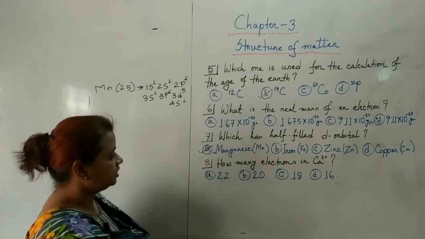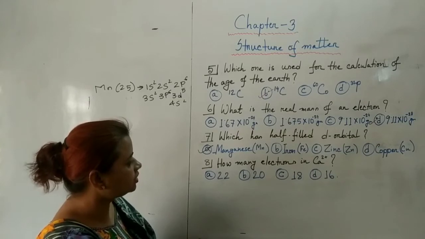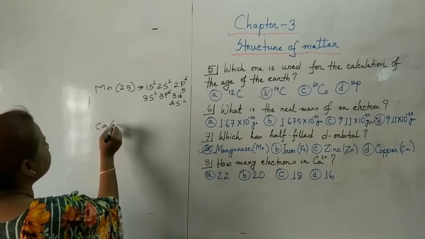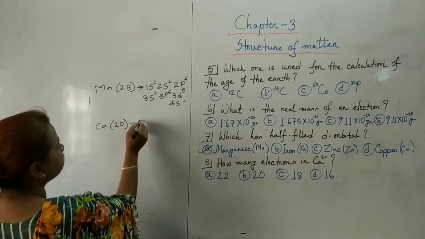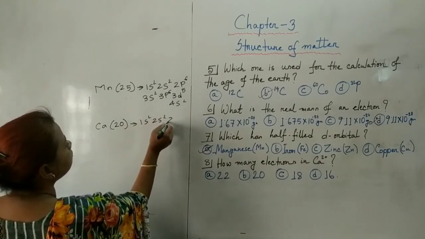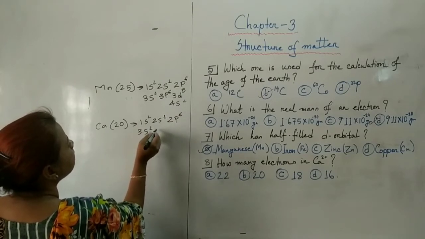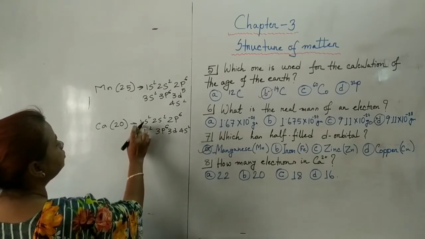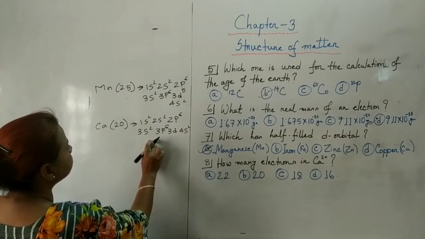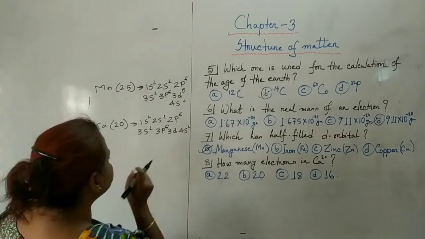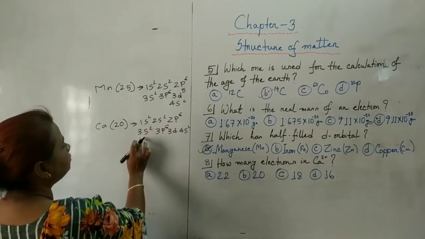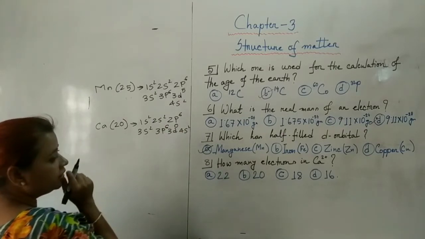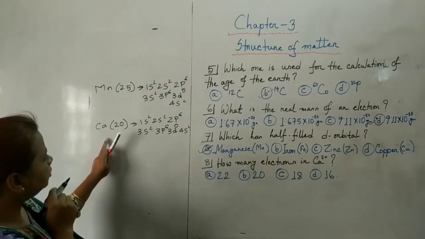Question number 8. How many electrons are in calcium plus 2 ion? You know that the atomic number of calcium is 20. The electron configuration is 1s2, 2s2, 2p6, 3s2, 3p6, 3d, 4s2. At first, count: 2, 4, 10, 12, 18, 20. Therefore, d orbital will remain vacant. In this case, it is the configuration of calcium atom.